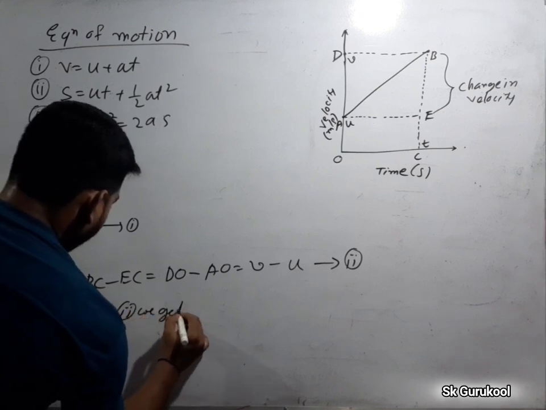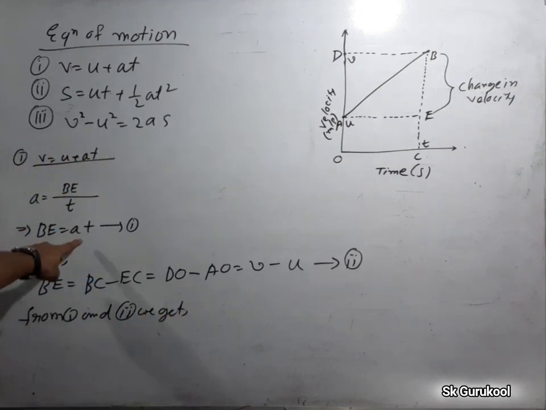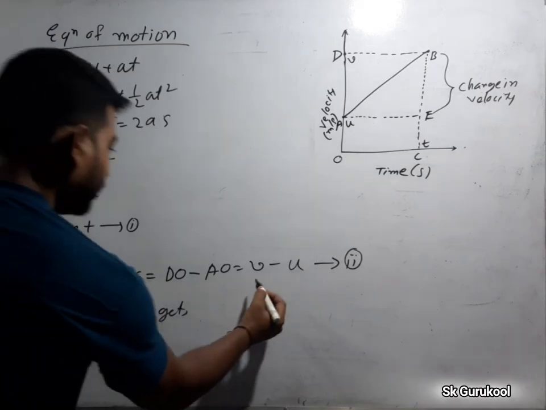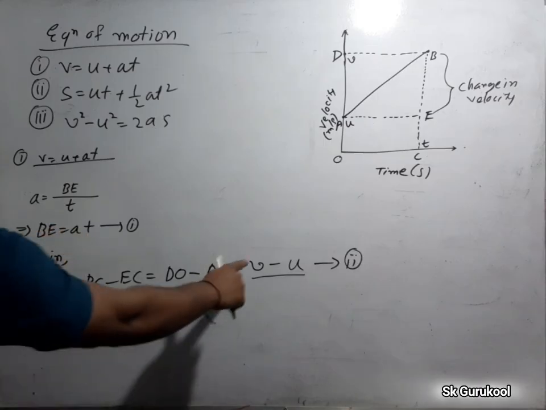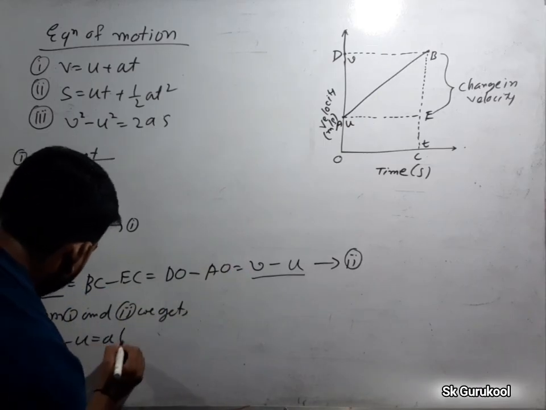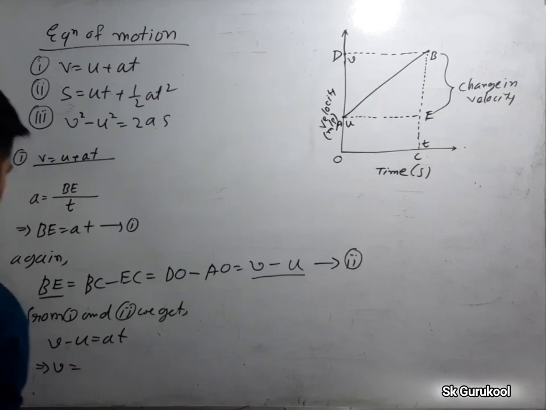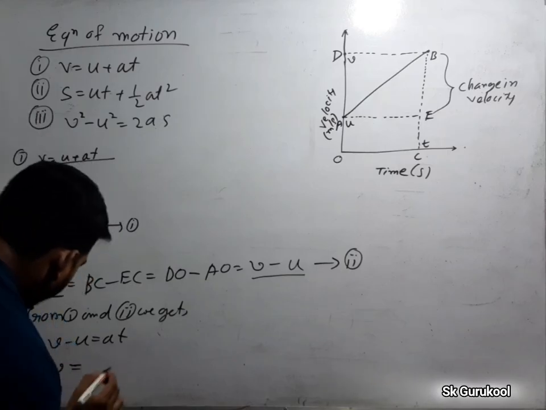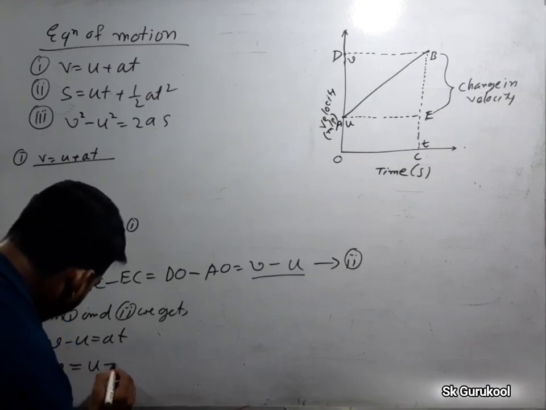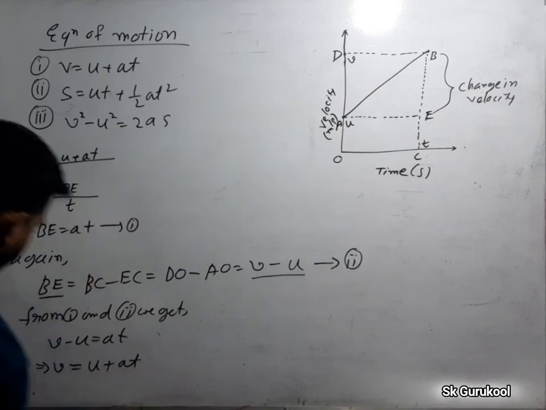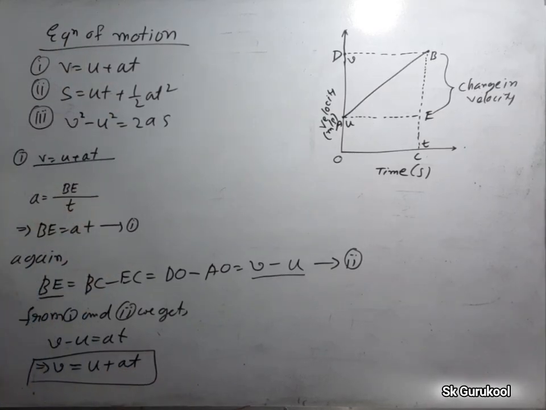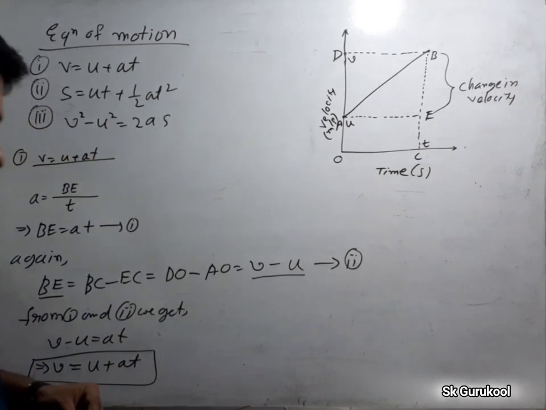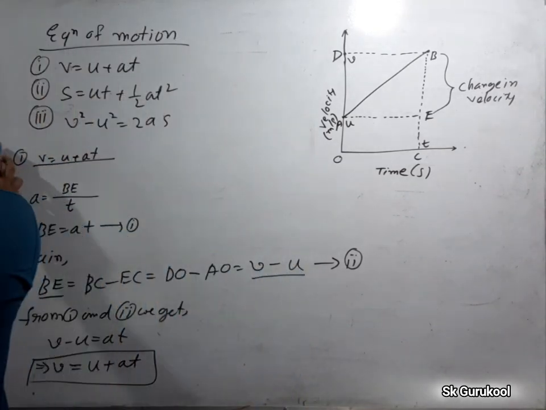we get at equal to v and v minus u also equal to v. So at and v minus u both are equal to v. That's why you can write v minus u equal to at. If you bring the u to the right side, it will become plus u, and at, so we get this formula. In this way we can find out this formula from this graph. I hope you understand.